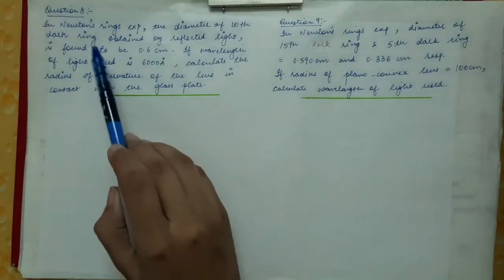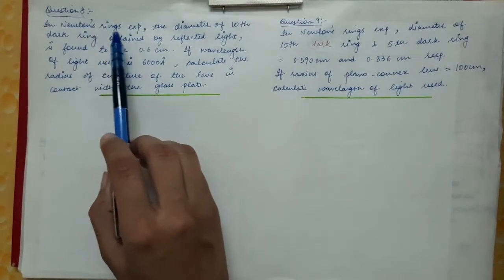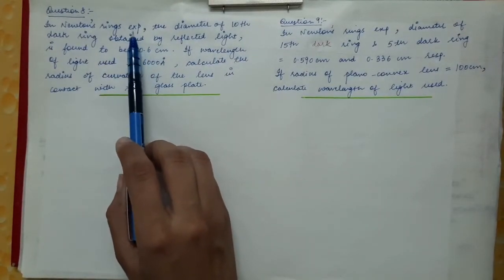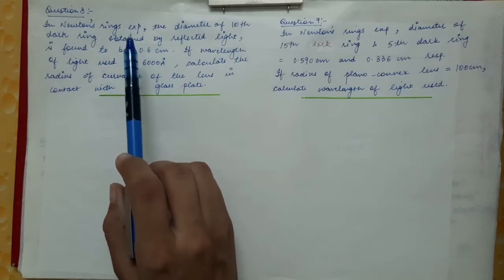Next numerical is on the Newton ring experiment. Now we are given the diameter. In Newton's rings we get circular rings, so we get alternate dark and bright fringes which are in circular shape.